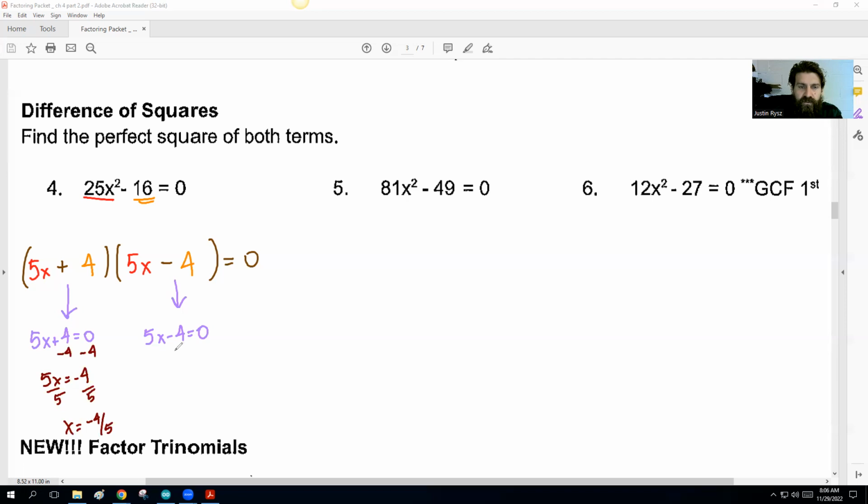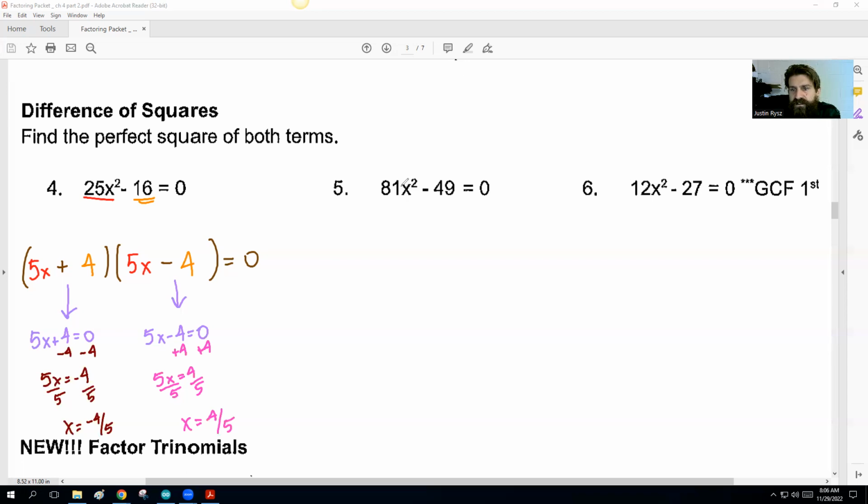Now on the other one here, we would add 4 over, we'd get 5x equals positive 4, and we would divide by 5. And same thing, we're going to leave it as a fraction. That's a positive 4/5. And there's our two answers. Those are the two numbers we could plug in for x. And when we solve it, it turns out to be 0.